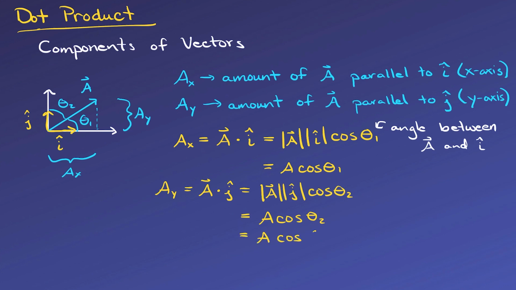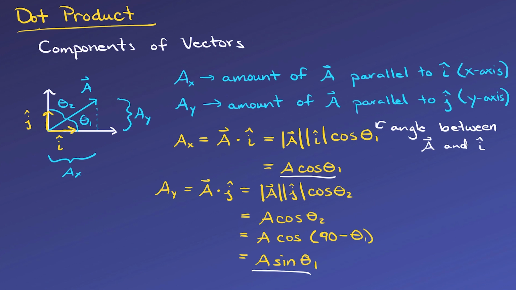We can replace theta 2 with 90 minus theta 1, as you can see from the picture. And since sine is just cosine shifted by 90 degrees, or pi over 2, however you want to write it, we can write ay as a sine theta 1. So why do we do this? This shows you another powerful use for the dot product.